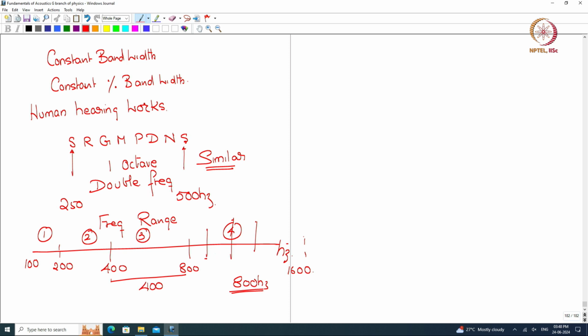correct this, instead of octave bands, we have devised 1/3 octave bands. Third octave bands. So what are third octave bands? What are octave bands? Suppose first of all, octave bands. I am just giving an example.